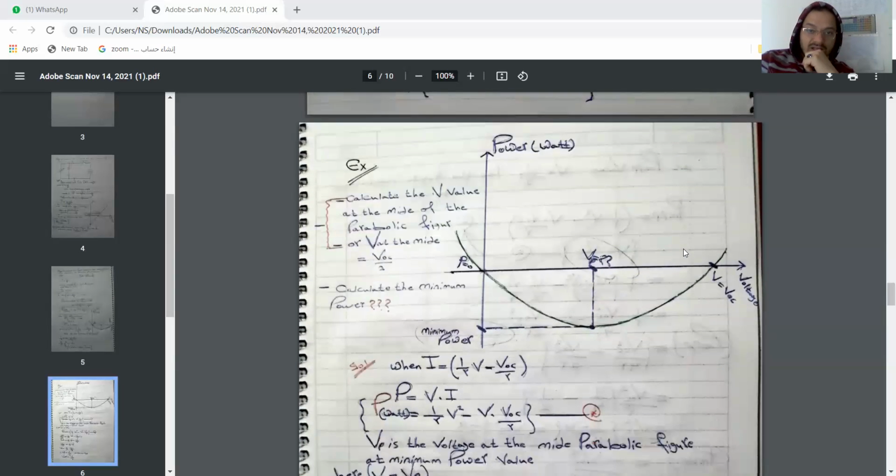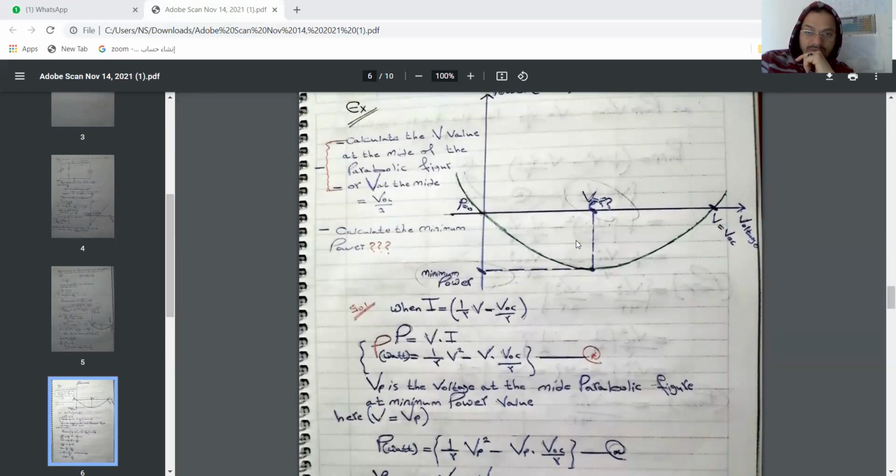Now calculate the value at the mid of the parabolic figure, or V at the mid of this x-axis. We can say VP or Vmpp. We will discuss that later. Calculate the minimum power. At this minimum power, after this point, the parabolic figure will start to increase.